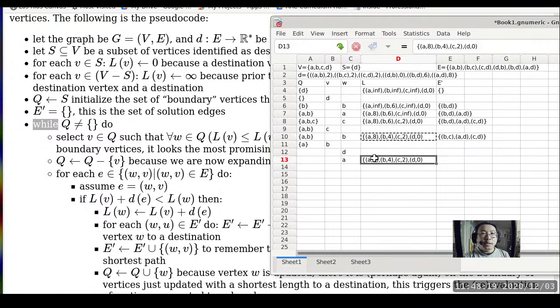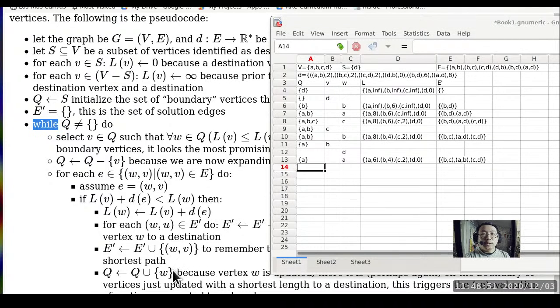So this time we have to register. We have to change L of A from 8 down to 6. And then we have to adjust the edges as well, because everything that is going from A to something has to be removed, and it will be replaced by AB in this case. And we also have to add vertex A to Q, but it already is in it, okay? So there's no actual change to the set Q.